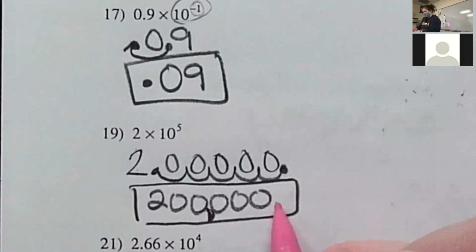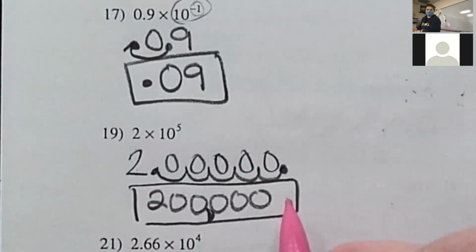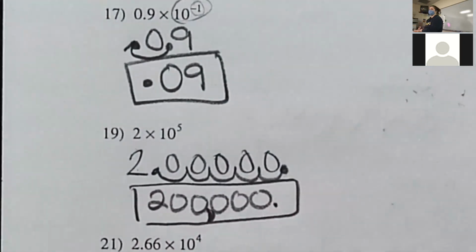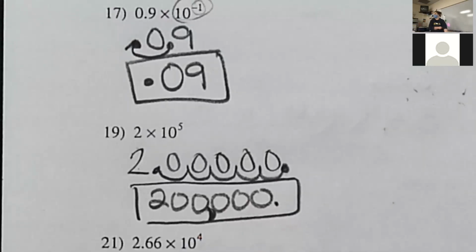Now, do I need to make sure the decimal's written at the end? No, you don't have to because it's implied that it's there. But if you want to put it in there, you sure can. That's a comma after that. So that's 200,000. Yeah, it's a big number. I wish I had that much money. I do. Yeah.